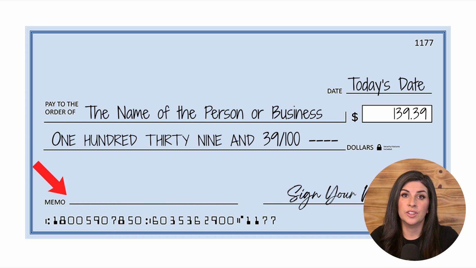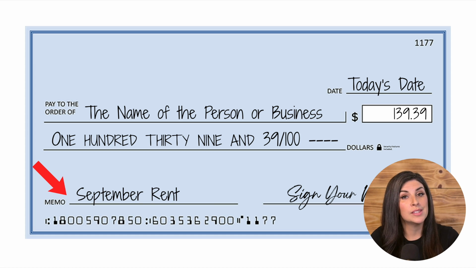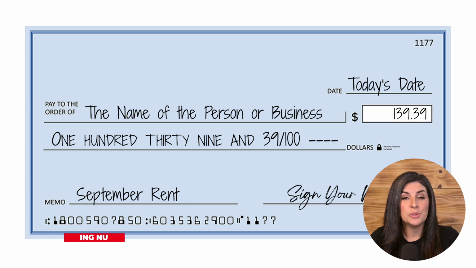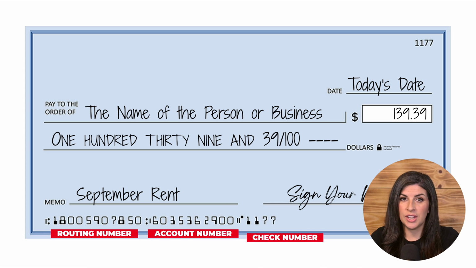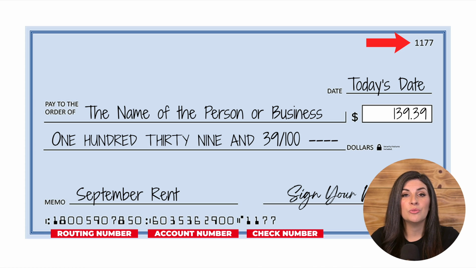This part is optional. The memo line is a good place to add a note about why you wrote the check. For example, September rent, if giving the check to a landlord. Two other very important things to know where to find are your account number and your routing number on the check. At the bottom of a check, you will see three groups of numbers. The first group is your routing number, the second group is your account number, and the third is your check number.